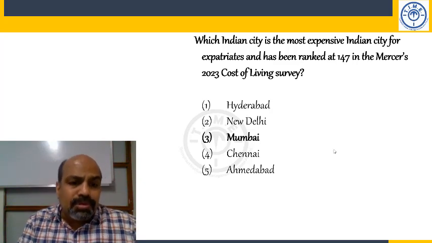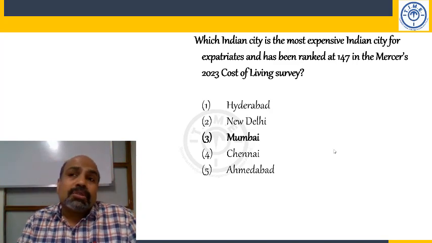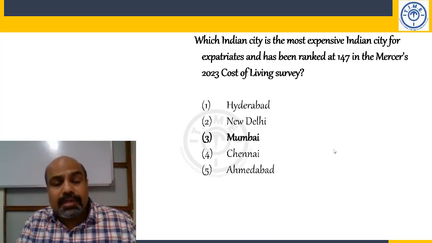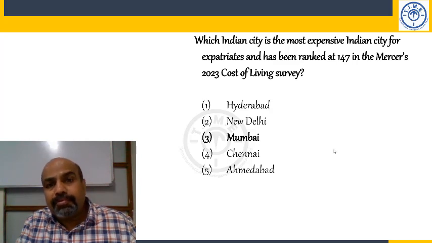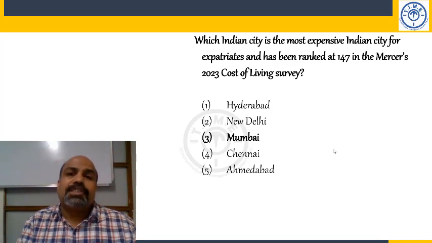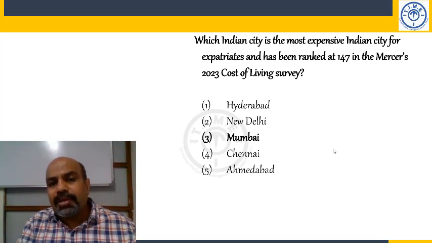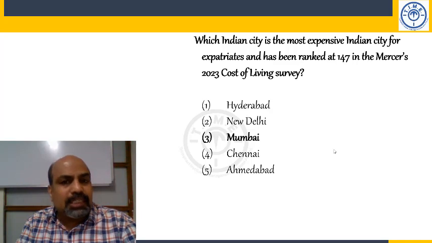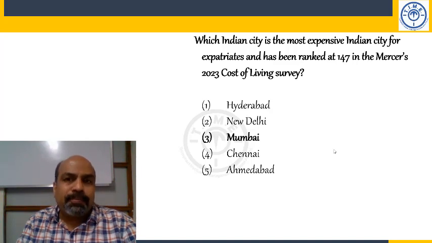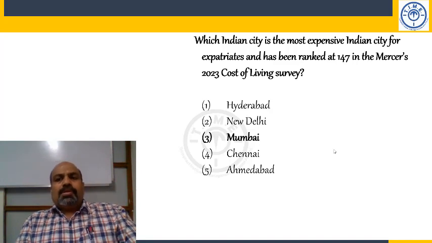Next is New Delhi, rank 169. Third, Chennai, 184. So Mumbai 147, New Delhi 169, Chennai 184. Top three most expensive cities for expatriates. Coming to the least expensive Indian city for expatriates, it's Pune, P-U-N-E, rank 213. So this is India.